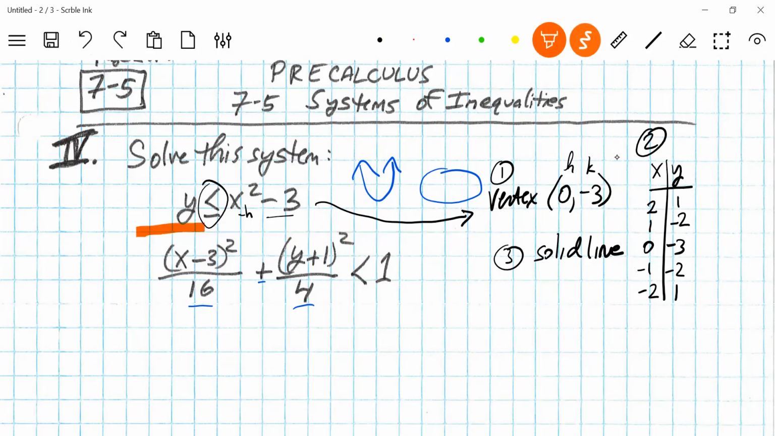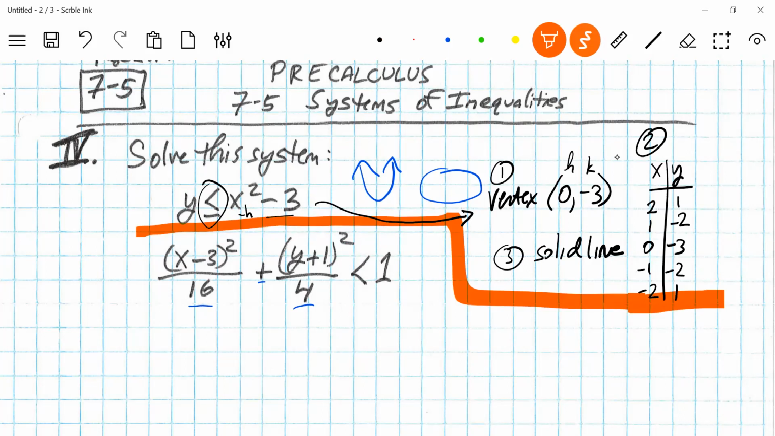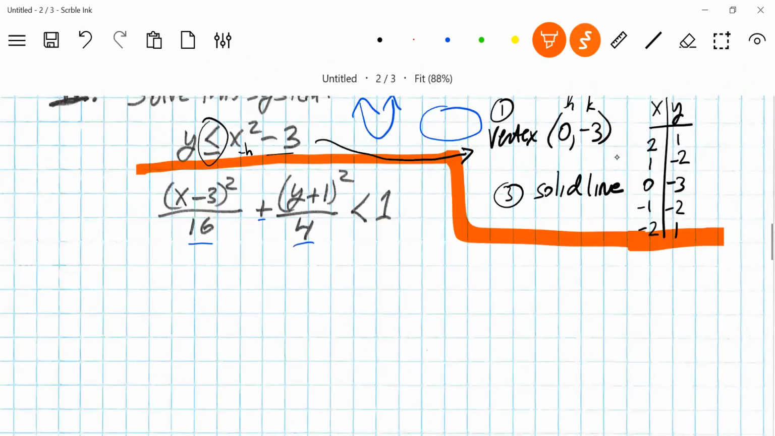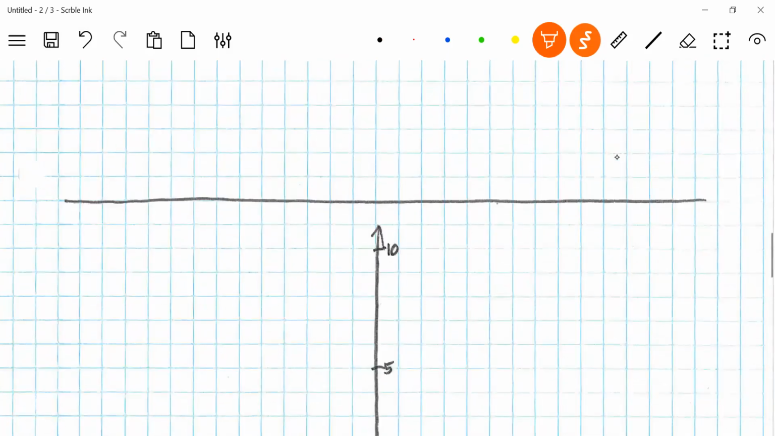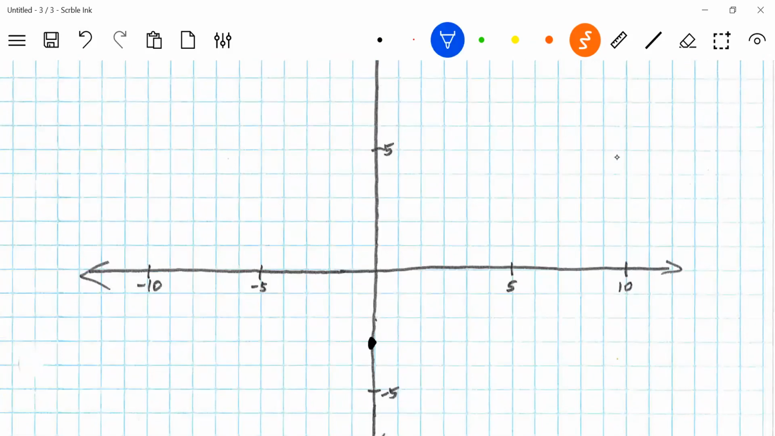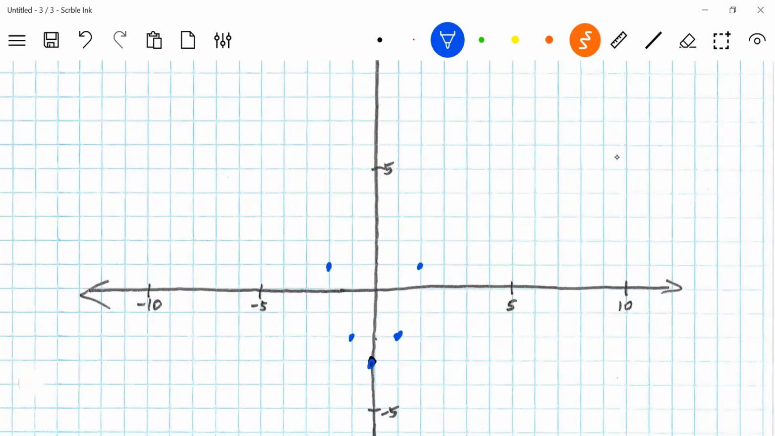Well, I don't want to go quite that way. I want to go this way. So let's graph that down here. 1, -2, and 2 and 1. -1 and -2, and -2 and 1. Now we have enough here to draw the approximate, and it is a solid line.